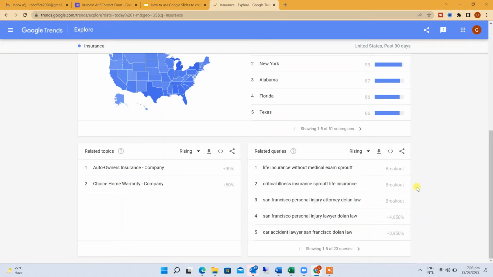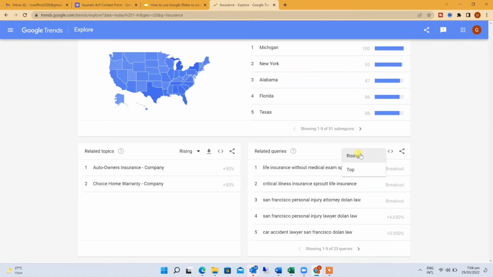Here you need to understand the difference between the breakout and the percentage sign. The breakout means that this specific query is already very popular in the general public and people are searching for that specific keyword. So you can take this keyword and write content accordingly, and you can see that many people will start to come to your website. And if you have an affiliate website, you can see many people giving you leads as well.